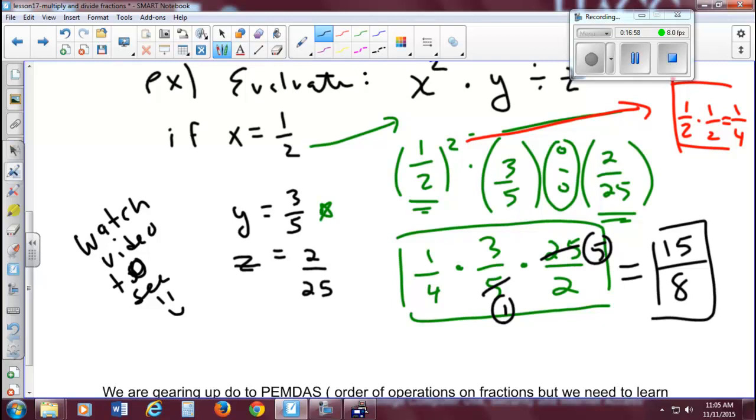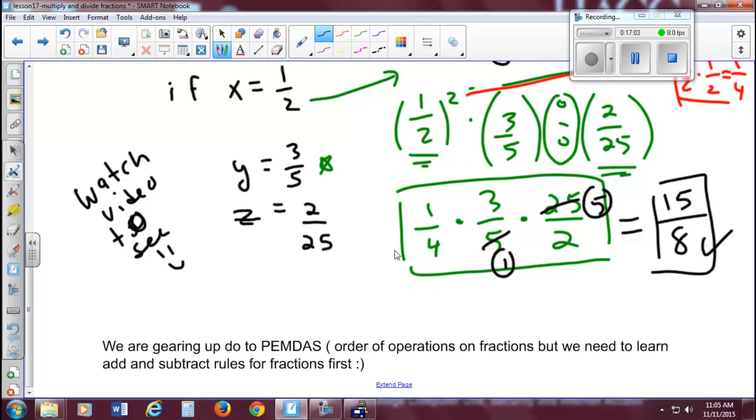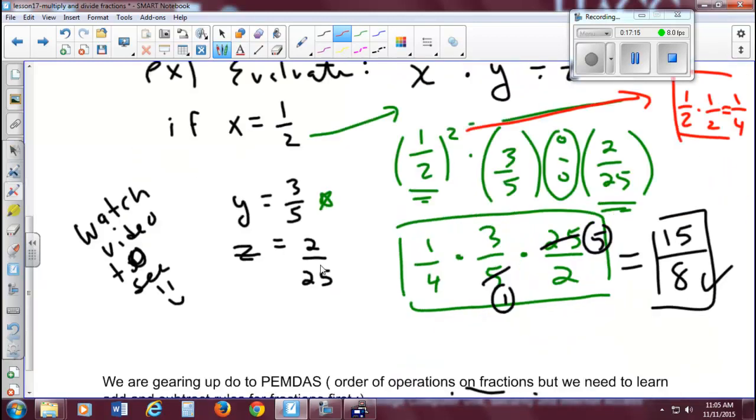So maybe you tried that on your own and got 15/8 as well. So like I said, we're gearing up to do order of operations on fractions, but my next video involves the rules for addition and subtraction, and then we'll be able to put it all together in one lovely dance. So hope that helped. Good luck.